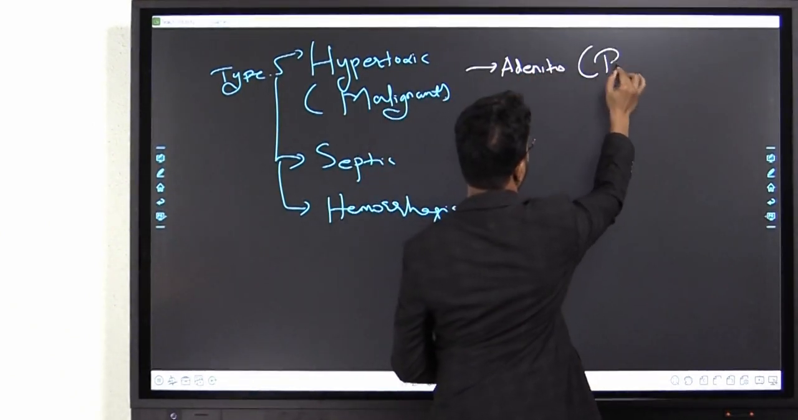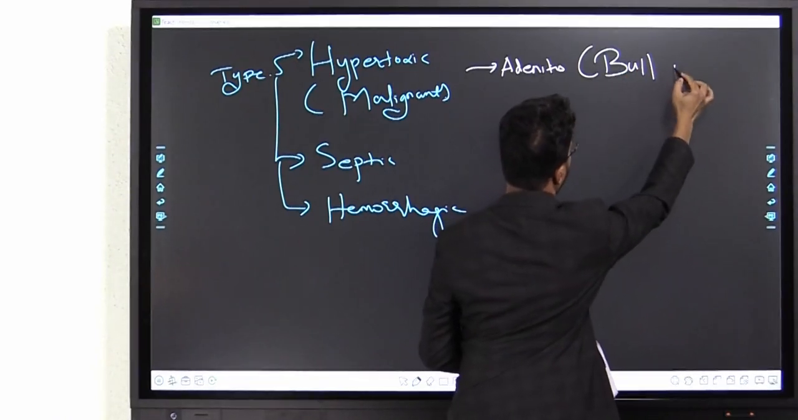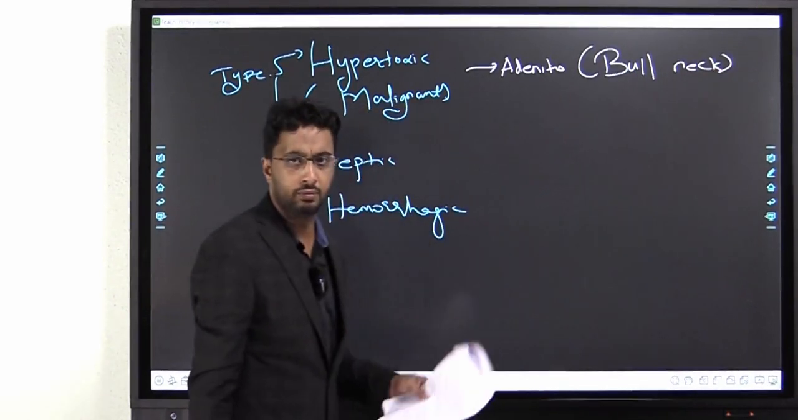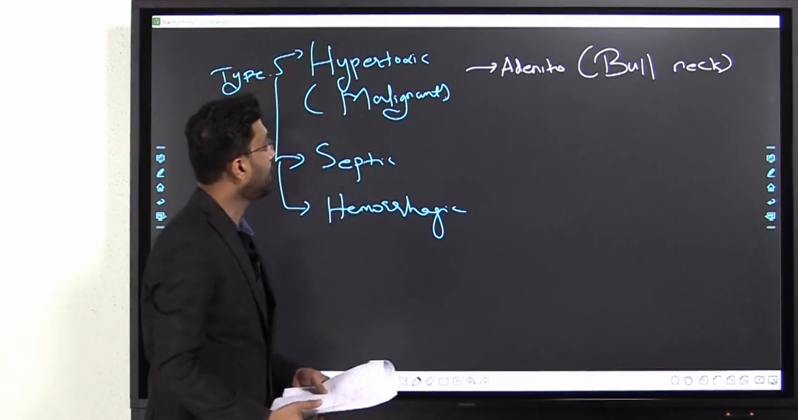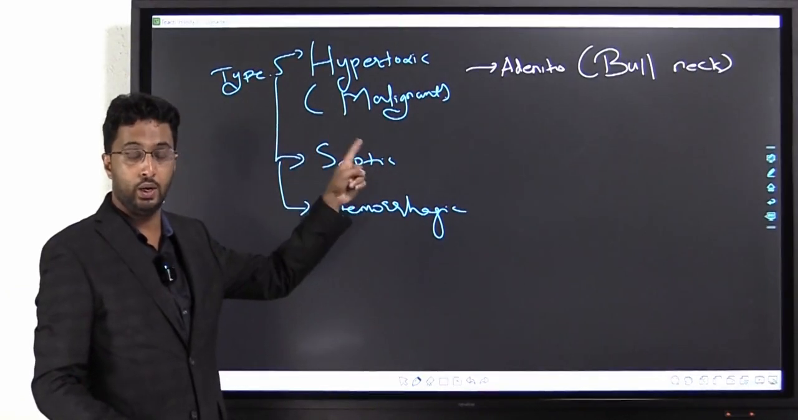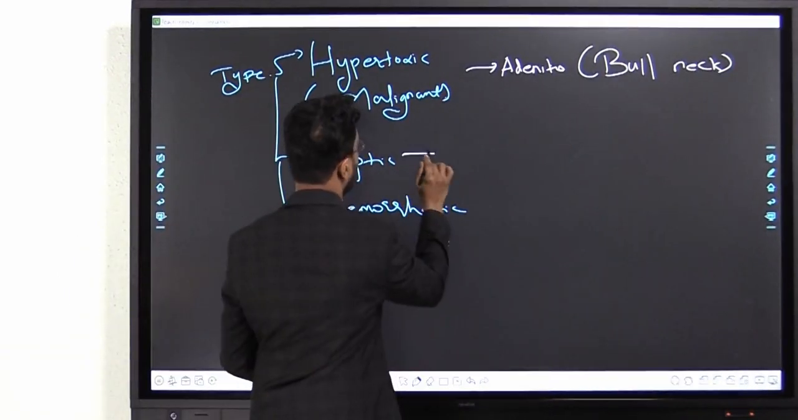And this inflammation or swelling of the adenoids, or adenitis, is called a bull neck. So bull neck is a feature of diphtheria, they can ask you. In hypertoxic or malignant diphtheria, the adenoids are swollen. Septic, majorly you see the pseudomembrane formation.